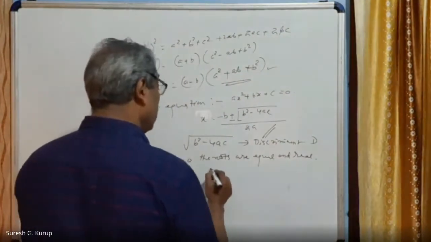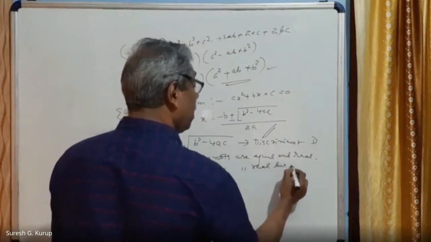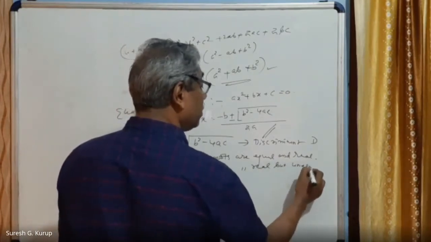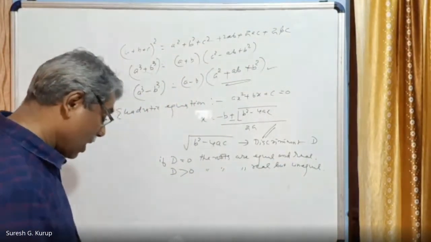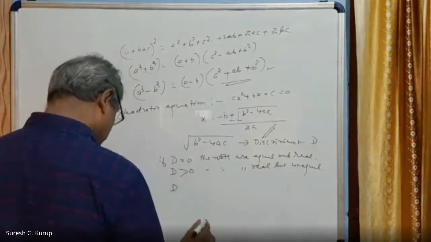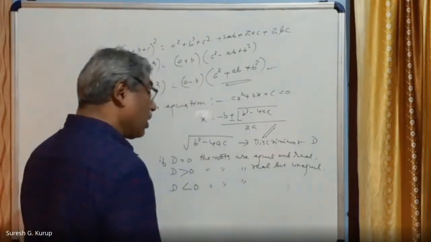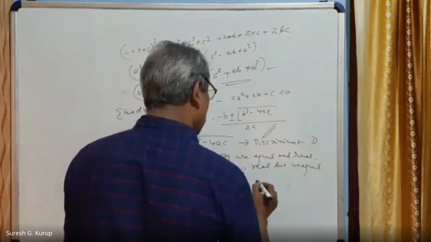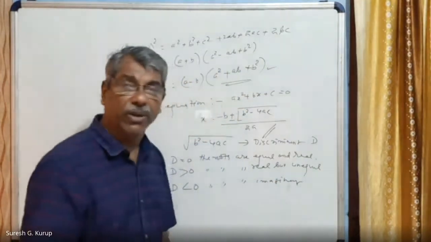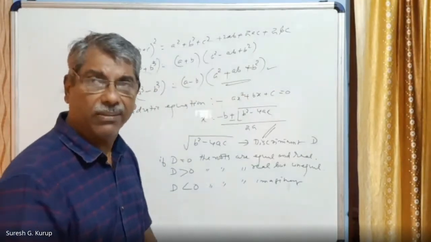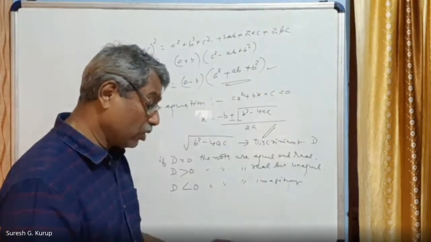The roots are real but unequal. This is the situation. This is the discriminant. This also we have used many times. Another one: if D is less than 0, then the roots are imaginary. Imaginary roots means we cannot get well-defined roots. Am I correct? These are the situations of the quadratic equation that we have explained.